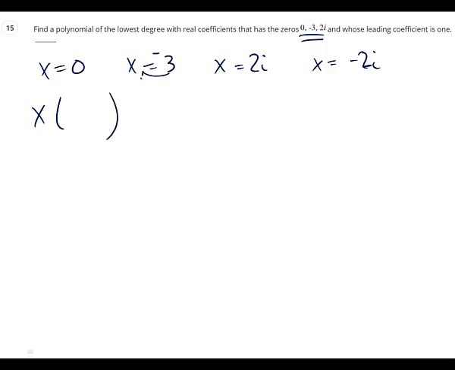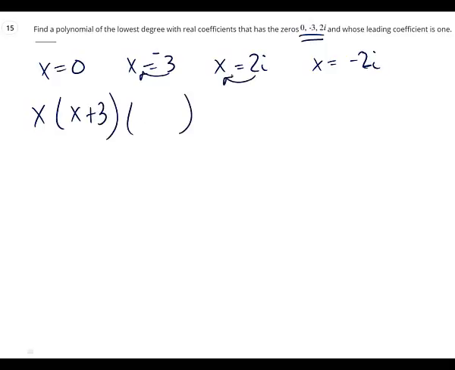Okay, so find a polynomial of lowest degree that has these zeros and whose leading coefficient is 1. I set them all equal to x, but remember we learned something about the imaginaries. If I have 2i, what do I also have? Negative 2i. So I'm going to set them up as linear pairs, okay? X is just going to stay x. How do I move the 3 over? Add it. It's a negative 3. We would add it, okay?